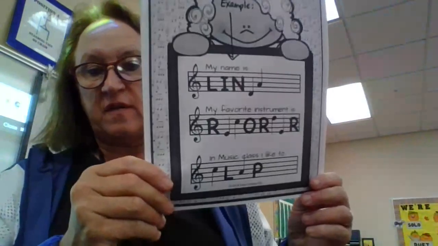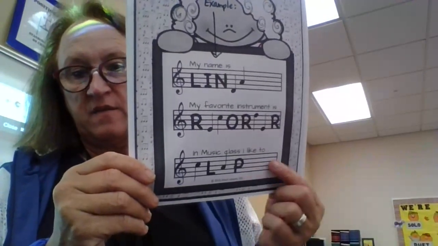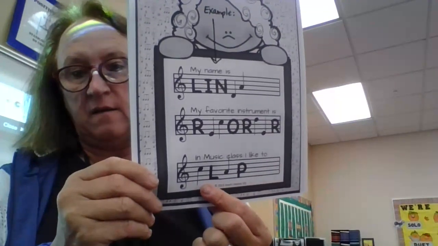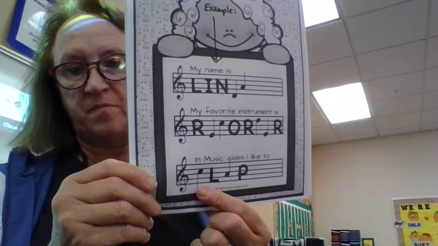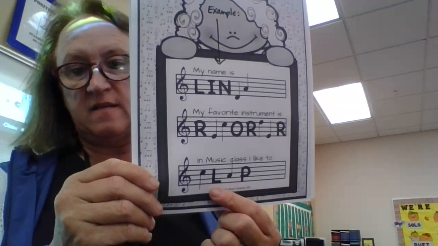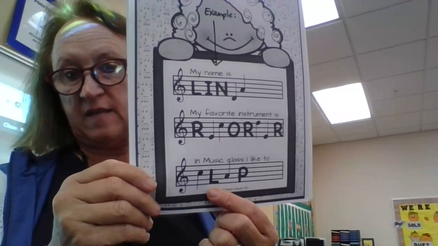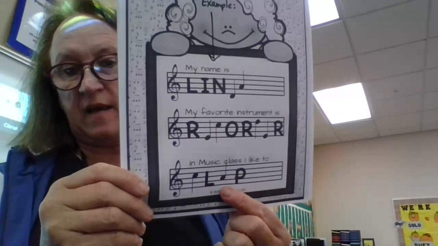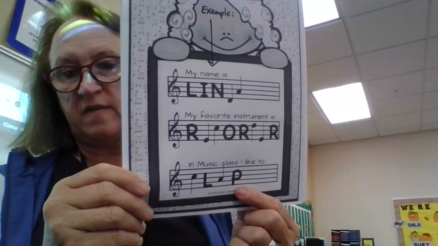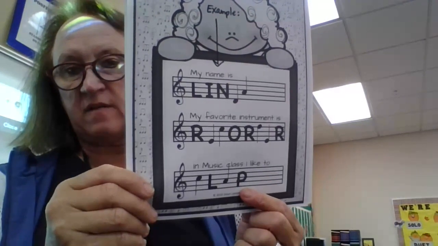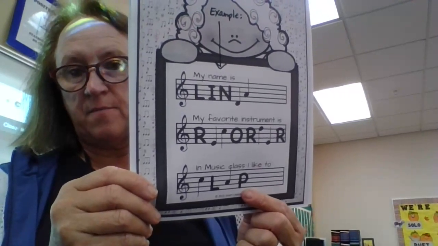This one says, in music class, I like to. This person, can you figure out what they wrote down? This is a space. Remember, FACE, space number 3. What letter would that be? L is not in the musical alphabet, so they had to write that one. This one, think of the spaces again, FACE. So what word did they write? Something they like to do in music class. They like to clap.